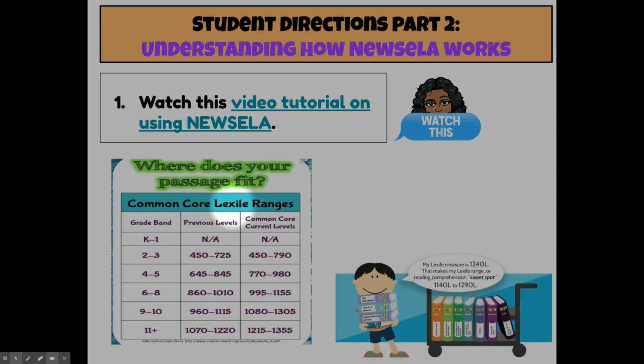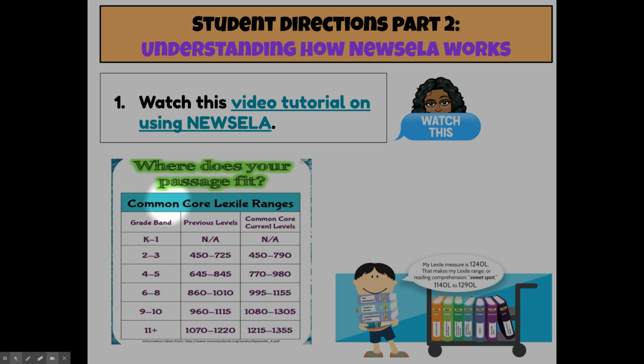Now, when we talk about Lexiles as readers, you have to understand that readers are very complex. So you're not going to find one exact perfect article or book every single time. What this Lexile number does is it just kind of helps us see where we are. It gives us kind of a range. Okay. So I want to show you this chart that I put on our slides.